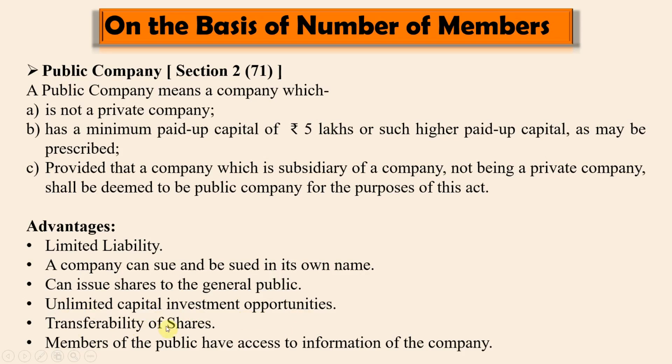Okay, now comes transferability of shares. See, in public limited companies, shares can be easily transferred from one member to another. Okay. Now next comes members of the public have access to information of the company. Yes, members of the public means we. The members of the public have information on the company, since the company's books of accounts are published for all to see. And this helps to make better decisions concerning the company, such as whether or not to buy shares from the company. So these were the advantages of the public company.